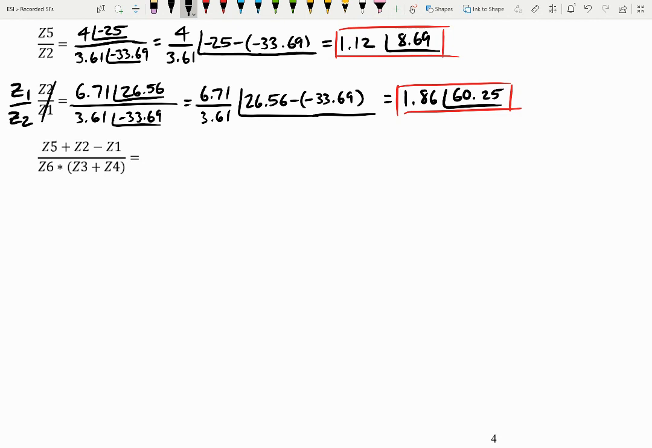Okay. So let's see what we got here. So Z5, 3.63 minus j1.69, plus Z2, Z2 is 3 minus j2, minus Z1, which is 6 plus j3.